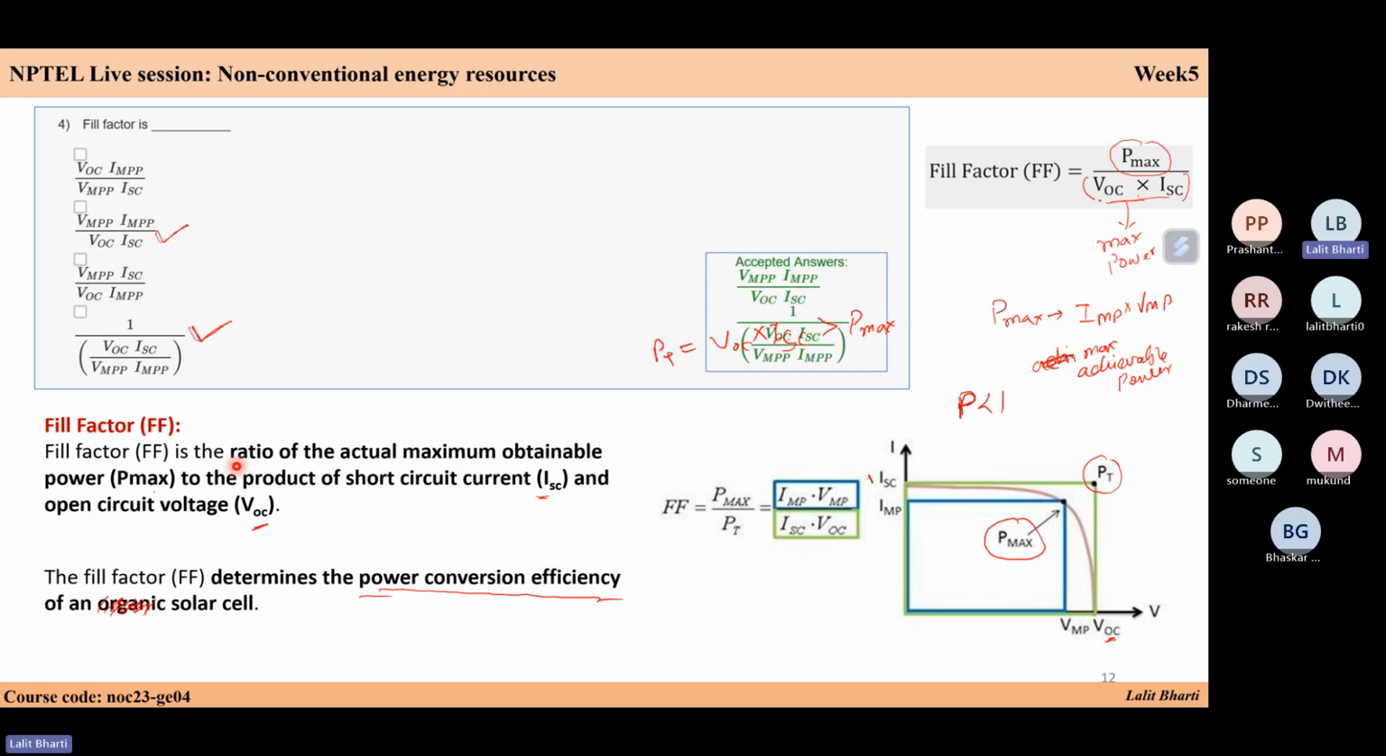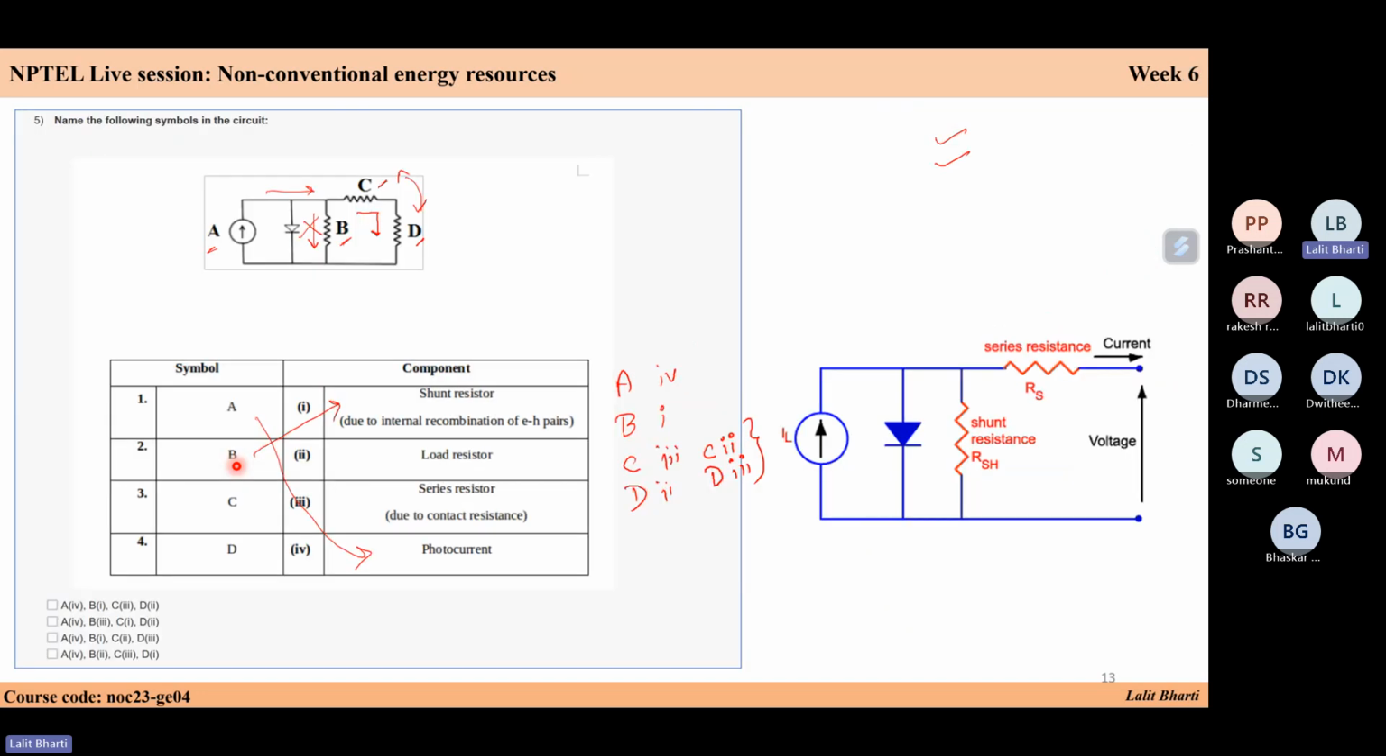Let us take the next question. This was the fill factor. The next question is again on this model of your solar cell. So we have the different symbols, and we need to match them to the components. So your A, we already discussed, is your current source. It acts as your current source or a photo current. Photo current means photo generated current. So A is your photo current.